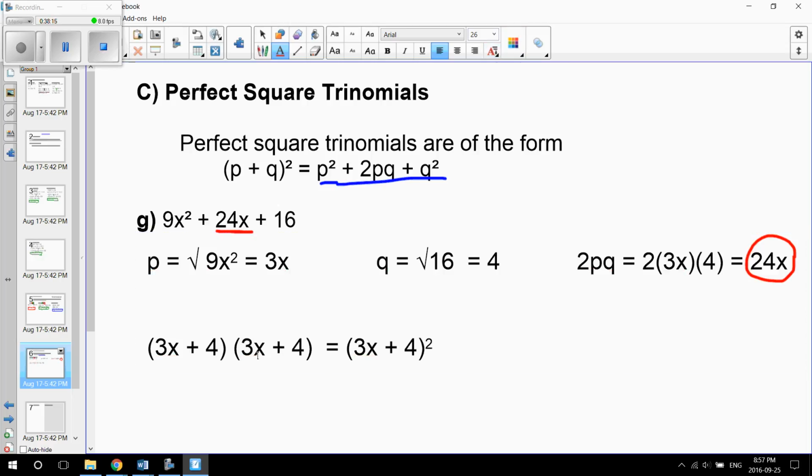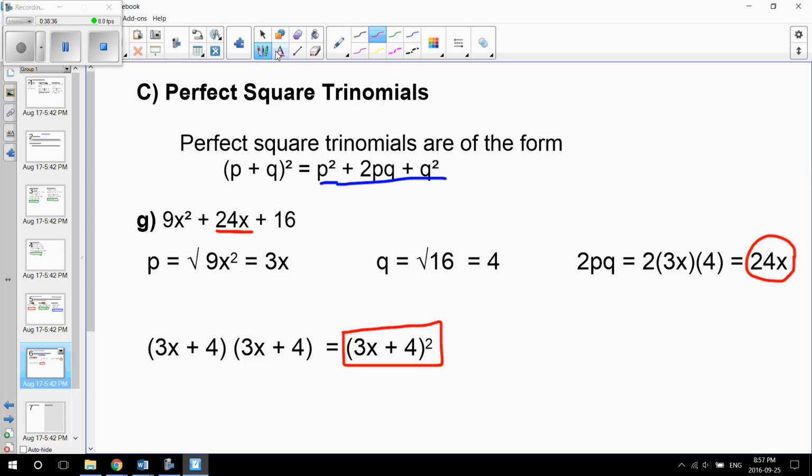Remember that writing this and this are the same. We saw this when we were asked to FOIL, when we were asked to expand out brackets. We would often see something like this, (3x + 4) squared, and we would write it like this with the two brackets. So it's exactly the same. So our final answer here is (3x + 4) all squared.